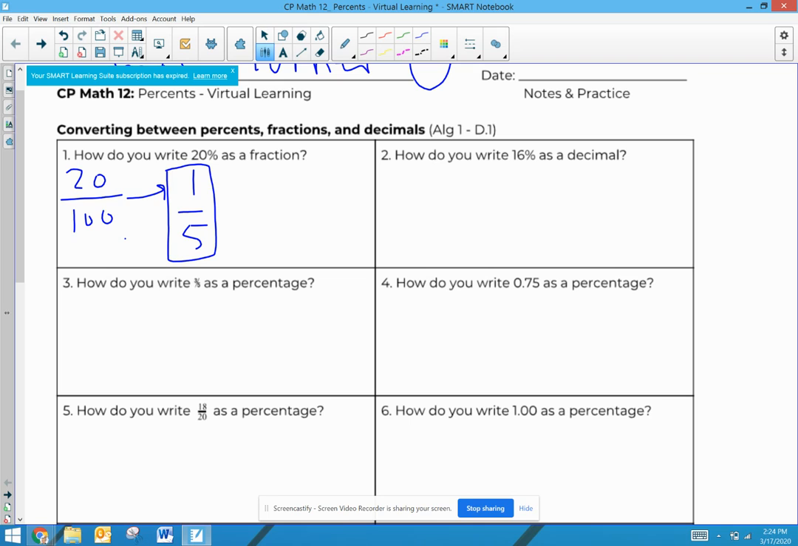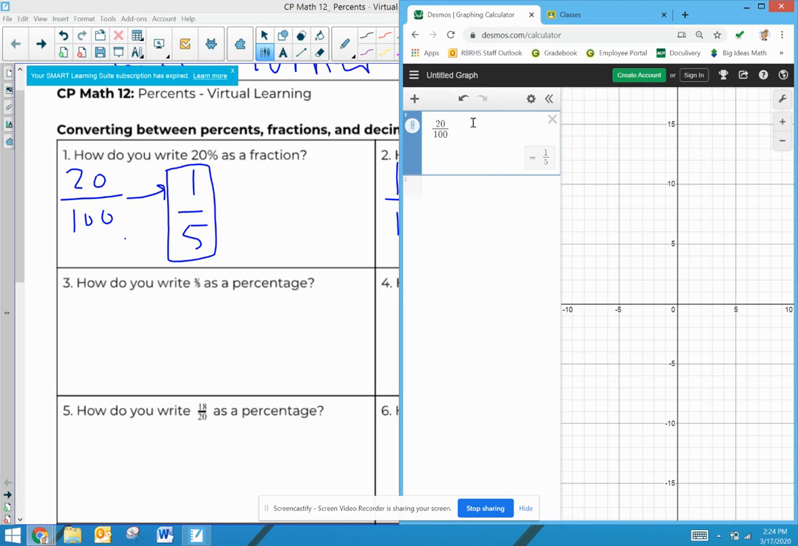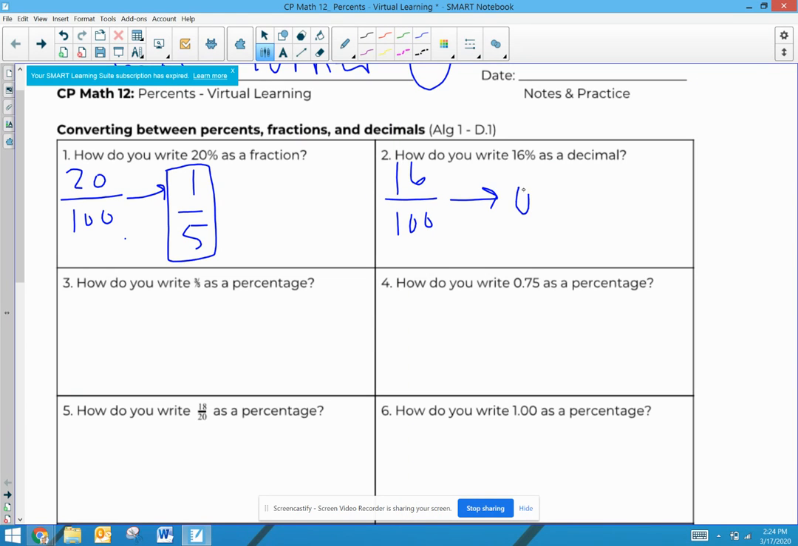Here we go. How do you write 16% as a decimal? So again, percent is per 100. So I put that into my calculator again. Clear this out. We did that one already. 16 over 100, 0.16. Yay, we're having fun.